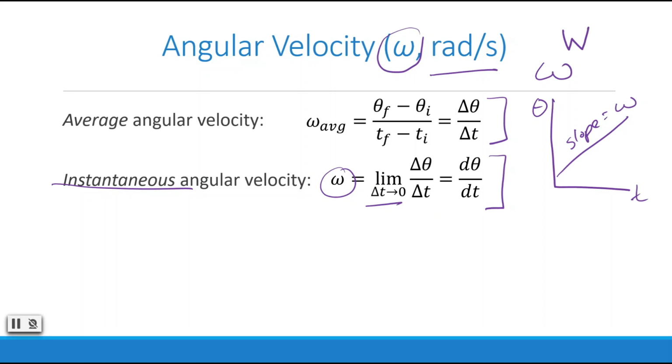So it has units of radians per second because theta is measured in radians and time is measured in seconds. Please do not call that a W. You can call it omega or you can call it angular velocity. It's the lowercase omega. Capital omega is that guy.